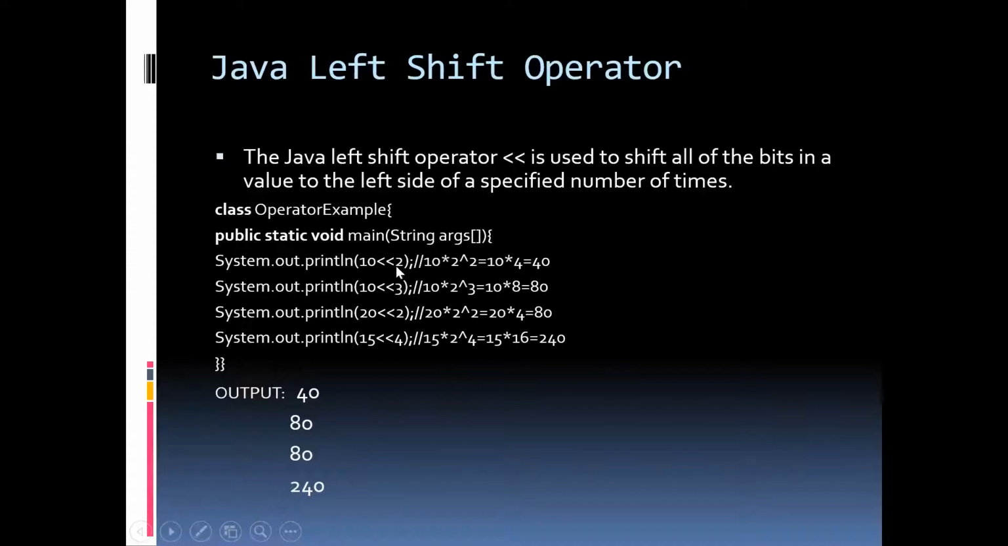Here how many number of bits you have to move is 2, they given. So you will take 2. 10 into 2 power 2, in the sense 4. Now you will get 40. In this similar way you have to solve all of this. You will get the output as 40, 80, 80 and 240.